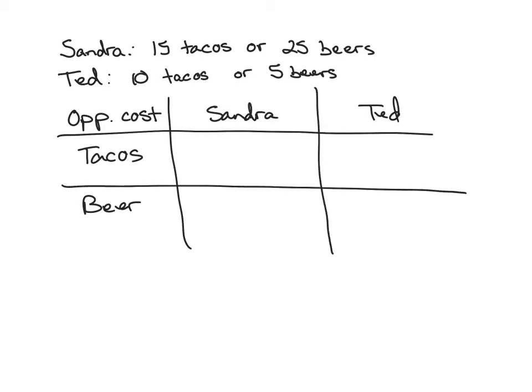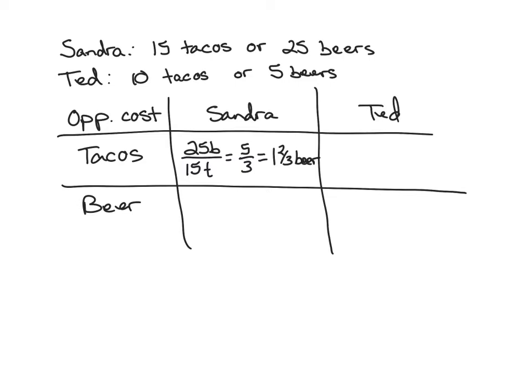Okay, so starting with Sandra, we know that for every 15 tacos she makes, she gives up the opportunity to produce 25 beers. So the opportunity cost or marginal cost of one taco would be 5/3 of a beer, or 1 2/3 beer.